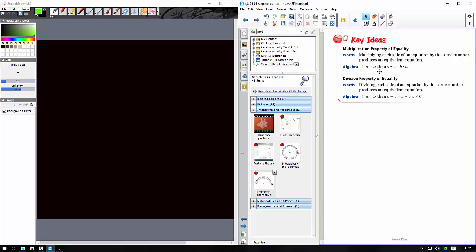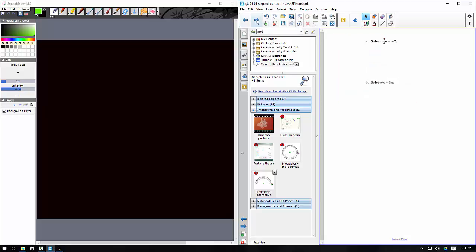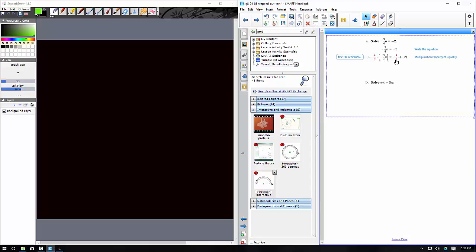So let's give you some examples here to show you what this looks like. So if I have negative 3/4 n, I want to get rid of this 3/4, and I have to do the reciprocal, which is negative 4/3. So I'll do the reciprocal, negative 4/3 to both sides. Notice that I'm multiplying it, right? And then you get your answer of 8/3. And then we can plug this in and check it to see if it works or not.